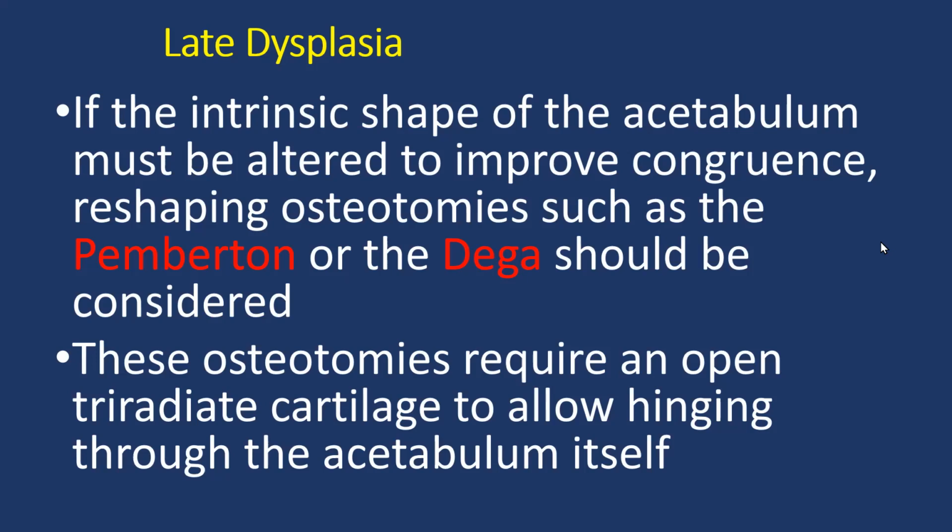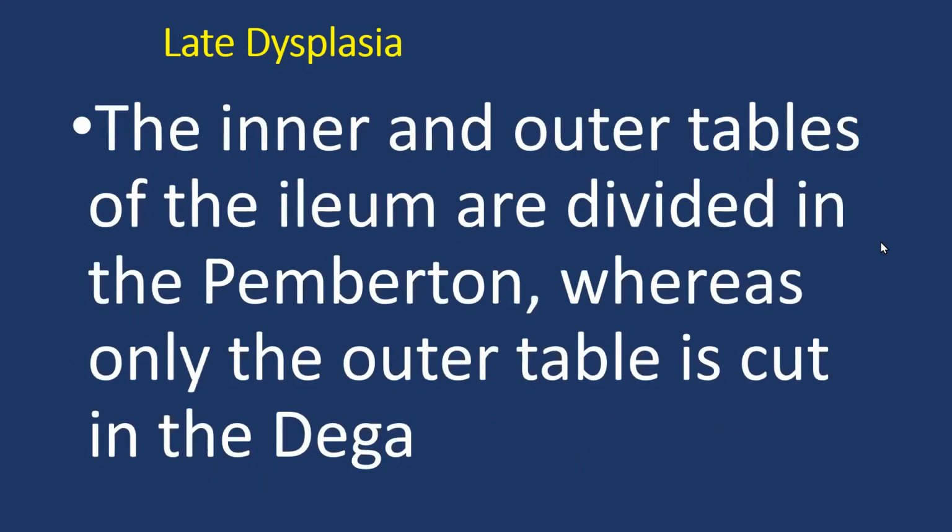These osteotomies require an open triradiate cartilage to allow hinging through the acetabulum itself. The inner and outer tables of the ilium are divided in the Pemberton, whereas only the outer table is cut in the Dega.